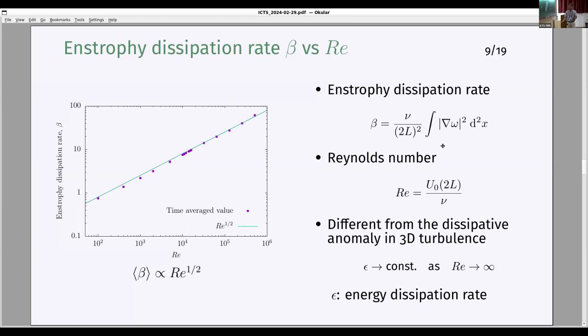In three-dimensional turbulence, as we know, there's something called dissipative anomaly. The dissipative anomaly means that the energy dissipation rate becomes constant as we increase the Reynolds number to infinity. This constant doesn't depend on the kinematic viscosity. That is probably the most prominent feature of three-dimensional turbulence. So if we compare this scaling with this one, it's very different.